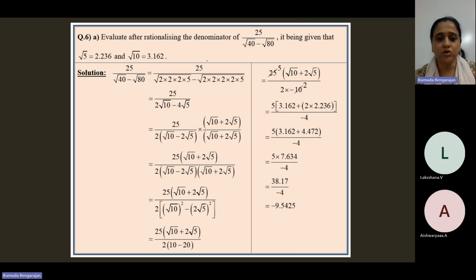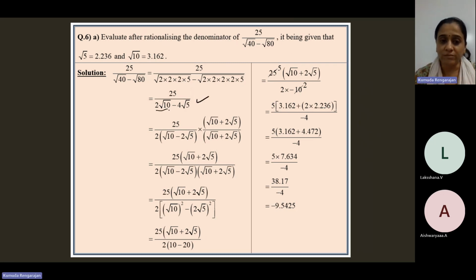Next step, the numerator 25 as it is. In the denominator, from 2 twos, one 2 comes out. And then multiply this: 2 times 5 is 10. 2 root 10. Here from 2 twos, one 2 comes out, from 2 twos, one 2 comes out. So 2 twos are 4. 4 root 5. Okay, that's the second step.